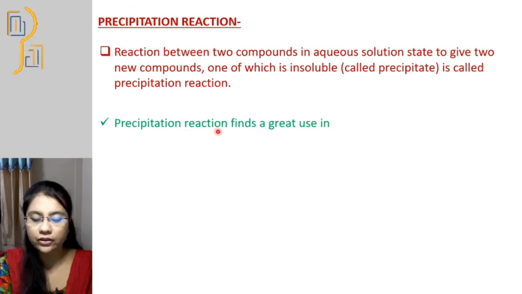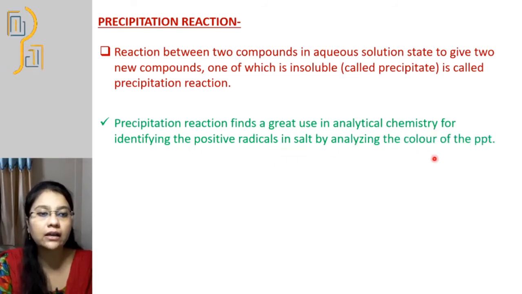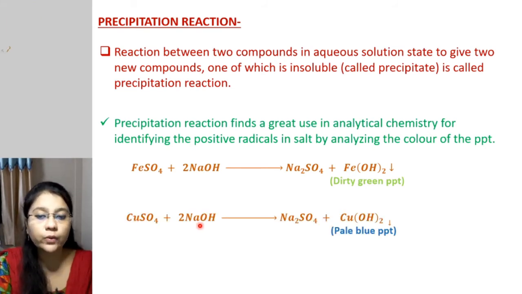Also, precipitation reaction finds a great use in analytical chemistry for identifying the positive radicals in salts by analyzing the color of the PPT. So if you have an unknown salt and you want to know the positive radical in it, then from the color of the precipitate you can get to know that. For example, if you have an unknown salt, FeSO4, and you treat it with sodium hydroxide, you will get a dirty green PPT. From this green PPT you can understand that the positive radical in the salt is iron. Let's take another example. When copper sulfate reacts with sodium hydroxide, it forms sodium sulfate and copper hydroxide, which is a pale blue PPT. From the color of the precipitate, you can identify that the positive radical is copper.